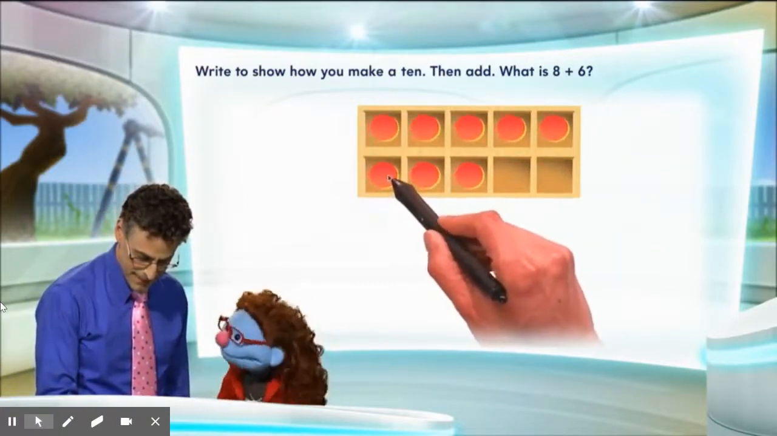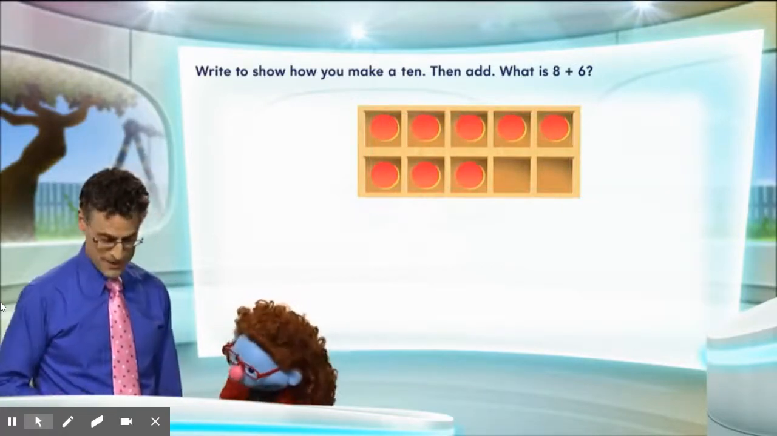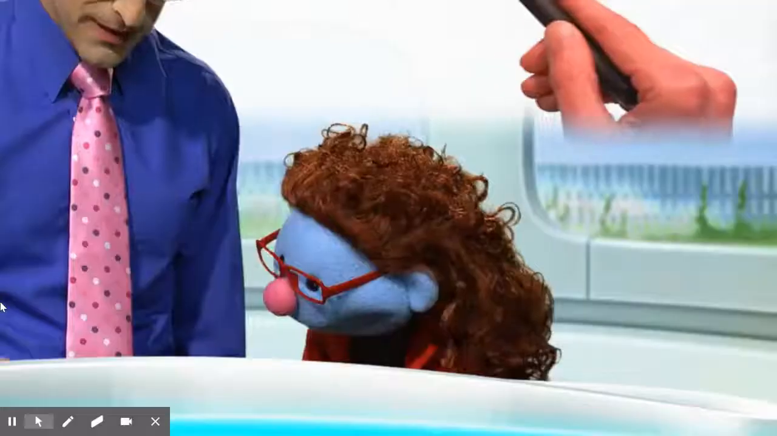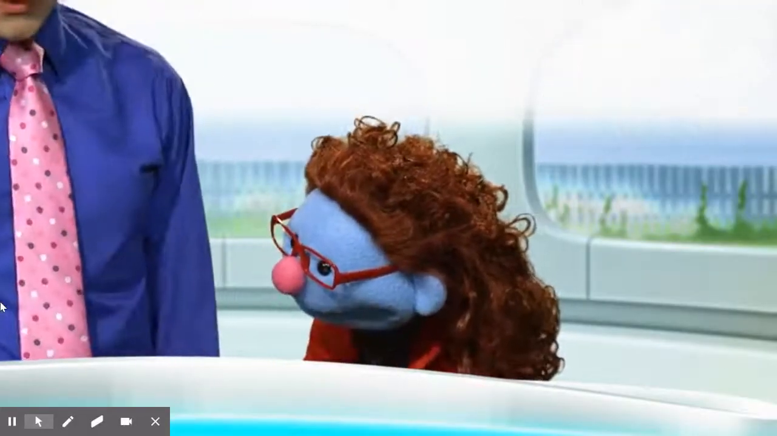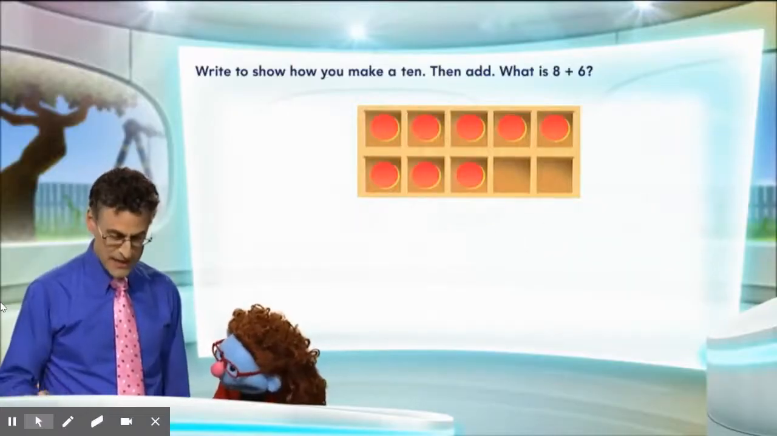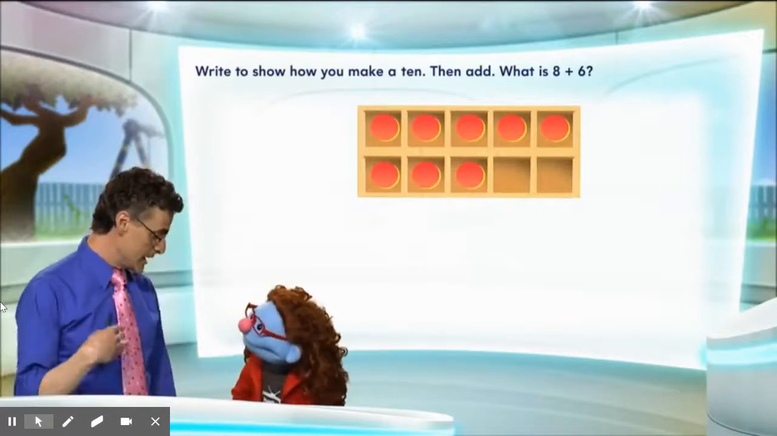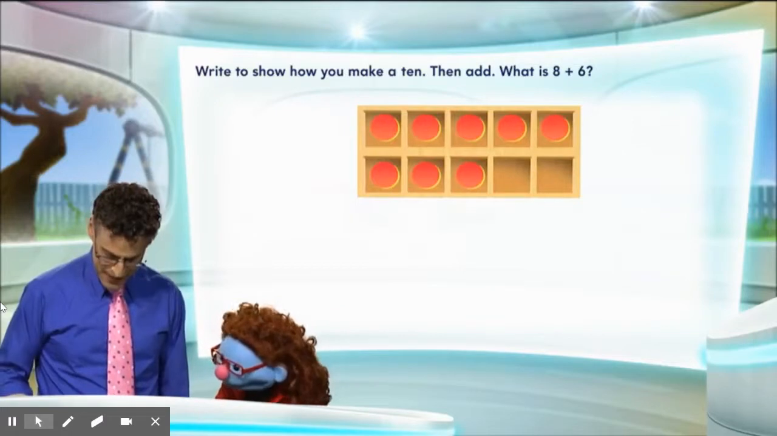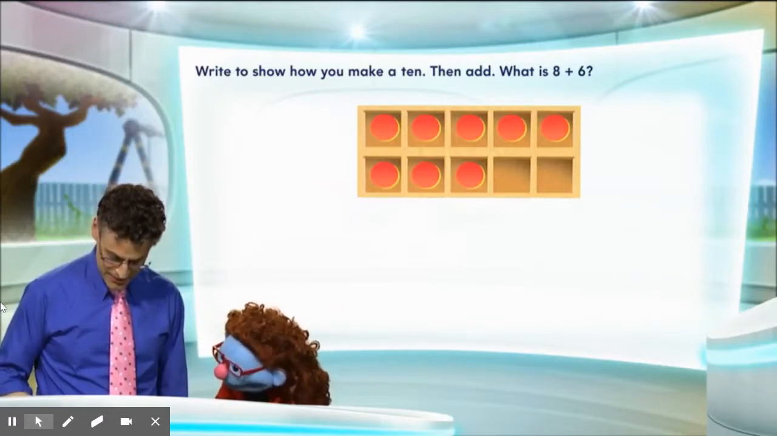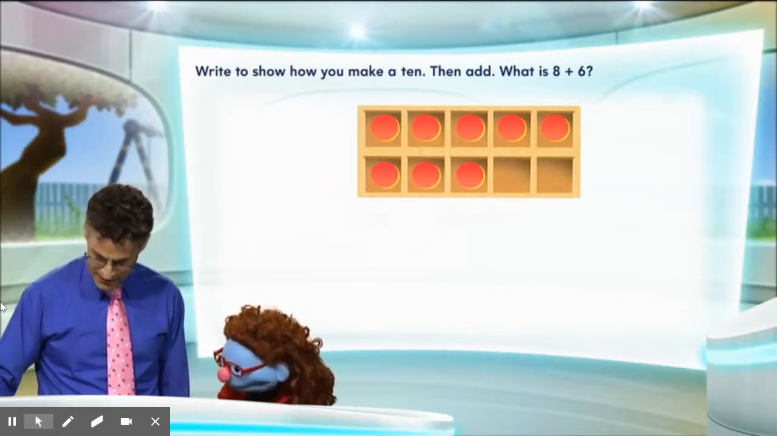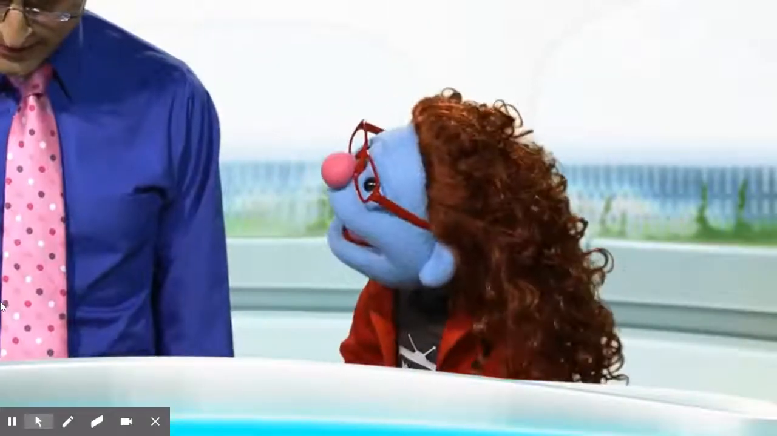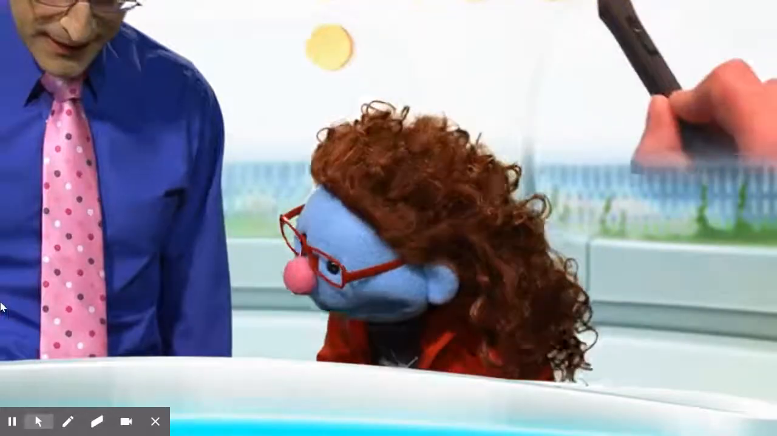Oh, Leonard likes red counters. You can see 1, 2, 3, 4, 5, 6, 7, 8. That's exactly right. So we have the 8 counters in red. Now we want to add on 6 more. So now I'm going to capture that using yellow counters. Are you ready? Yes. Okay, I'm going to do it right now. Leonard's ready too. Here they come.